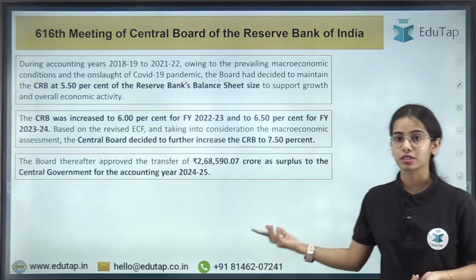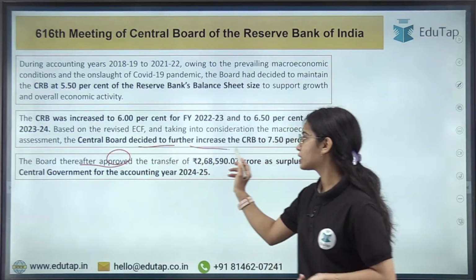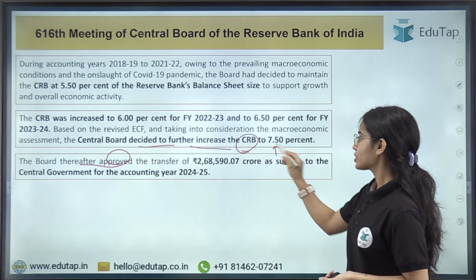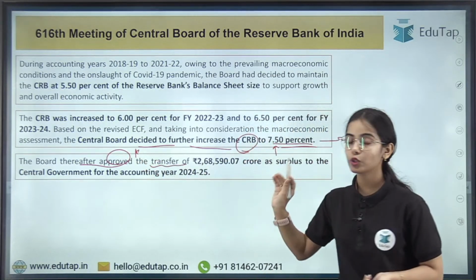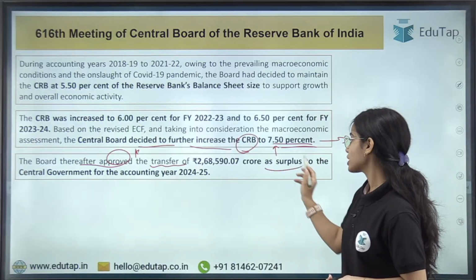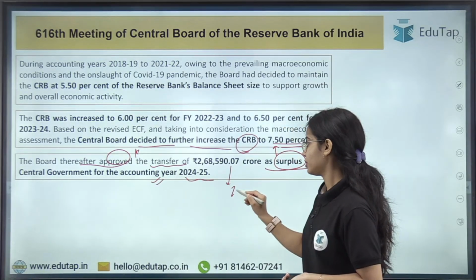Any confusion here? So this is it. The board decided to further increase the contingent risk buffer to 7.5% of the balance sheet, and the board thereafter approved the transfer of 2.69 lakh crores as surplus to the central government for the accounting year 2024-25.